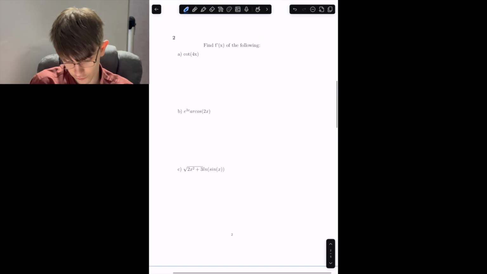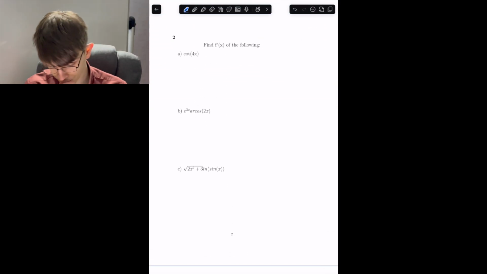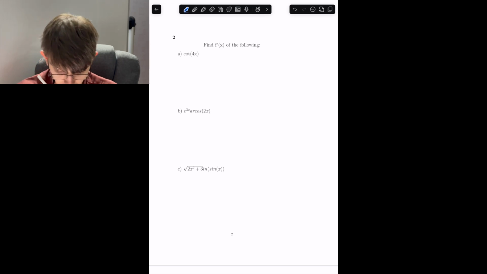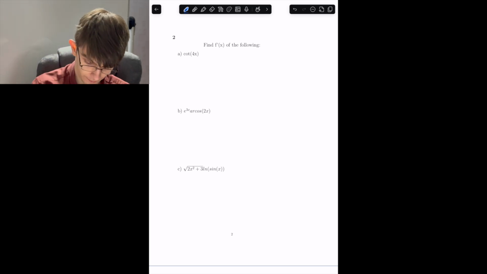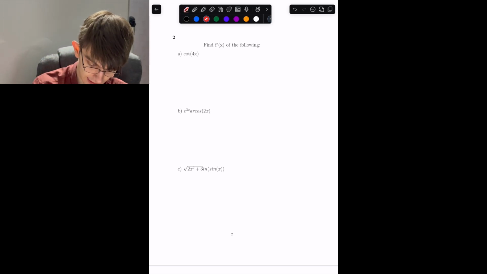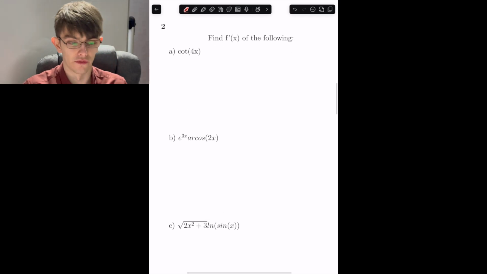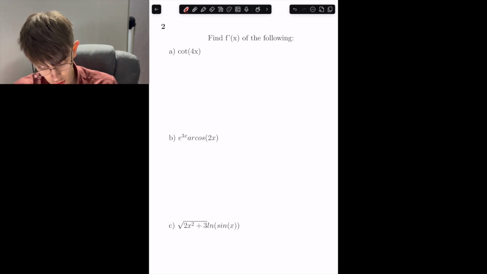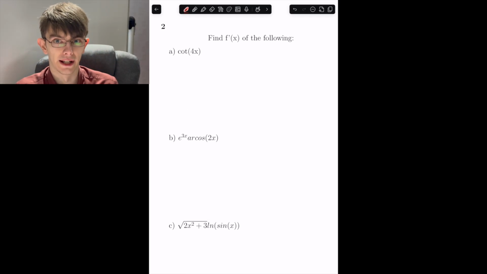Right then, let's move on to something a bit juicier. So, find f prime of x of the following. And although I didn't write it explicitly, it is of course implied that each of these is an f of x. So let's start off with cot of 4x.